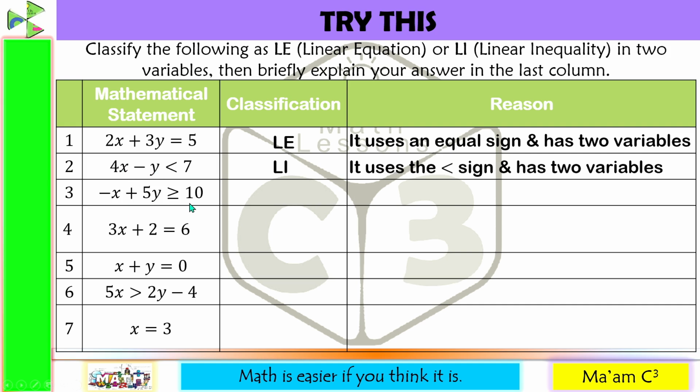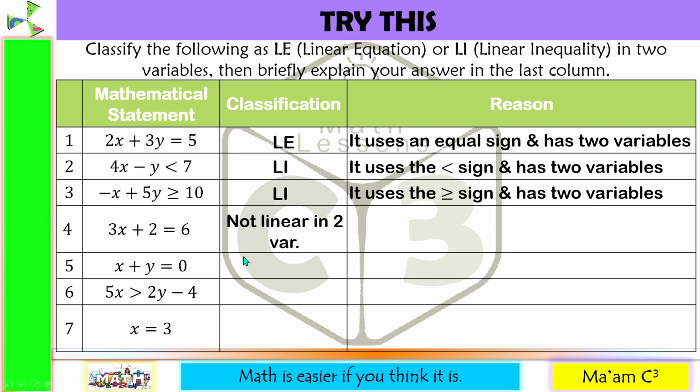How about number 3? This is also LI because it uses the greater than or equal to symbol and it has two variables. How about this one, number 4? We have an equal sign here, but we only have one variable. So this is not linear in two variables because it has only one variable.